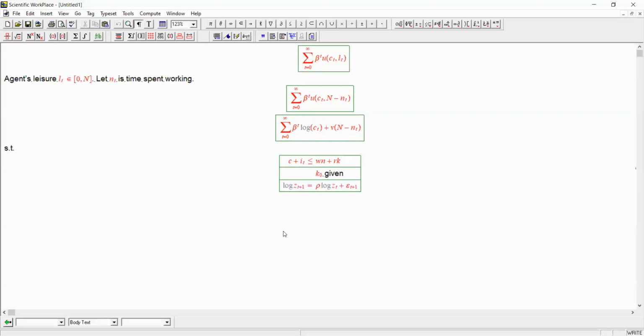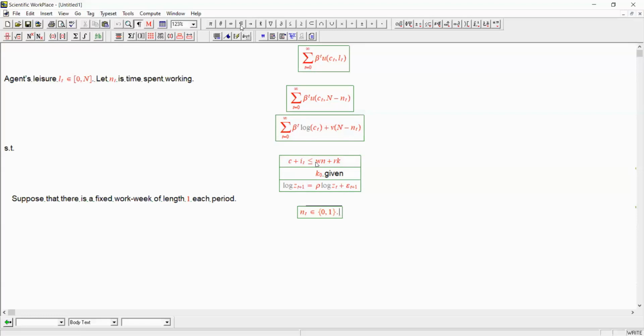Now, this just looks the same as before. The new element I'm going to introduce here is suppose that there is a fixed work week or work time of length 1 each period. In other words, what we're doing is we're restricting the time spent working, n, to be either 0 if you're not working or 1 if you are working, and nothing in between.